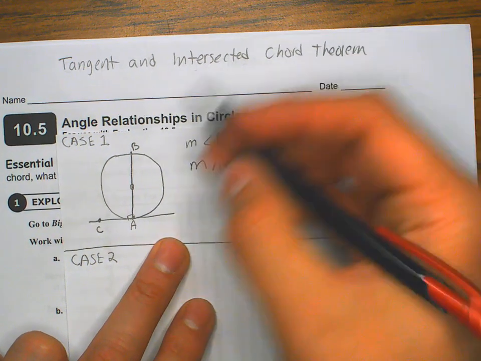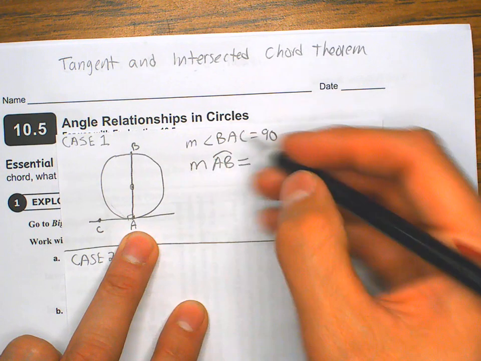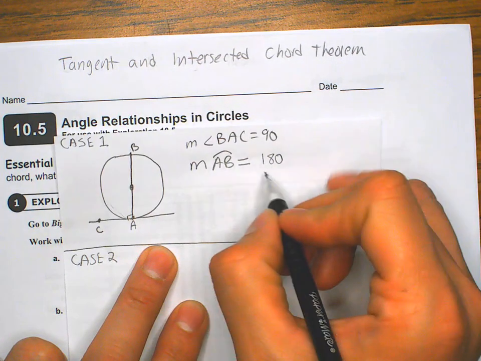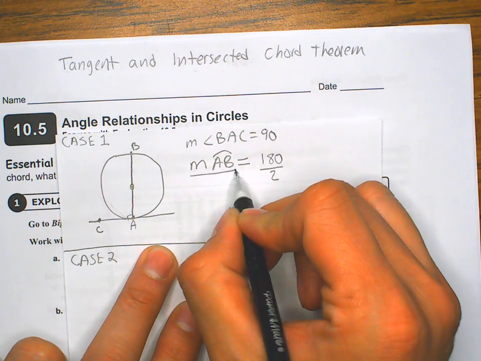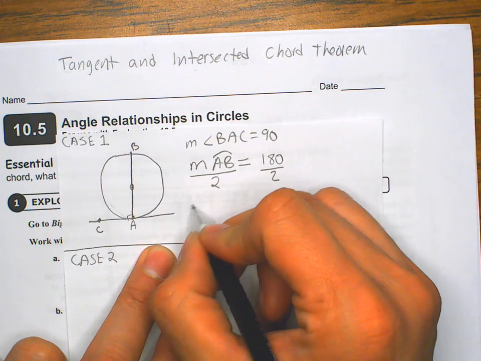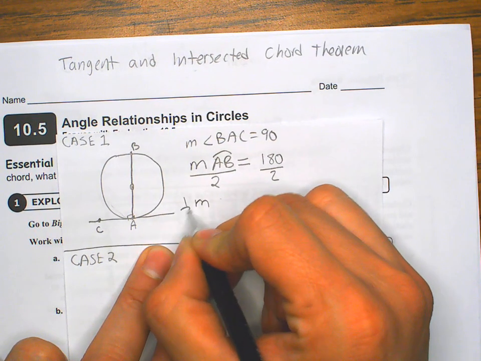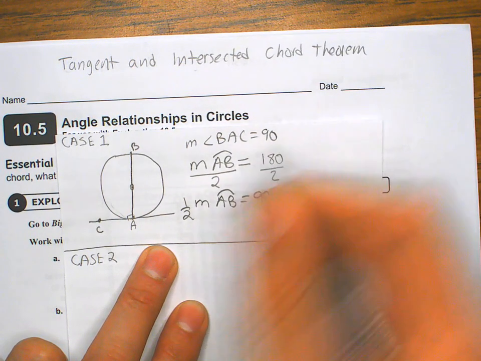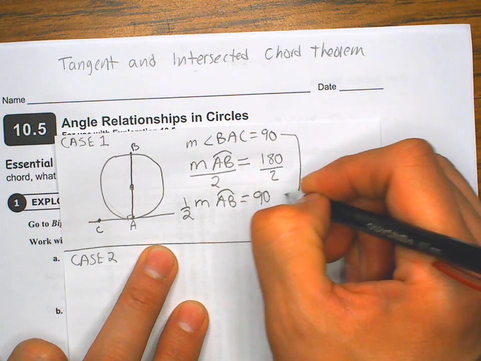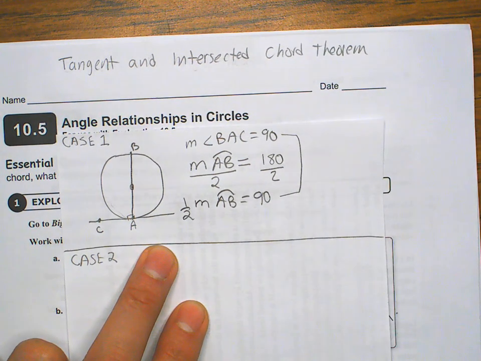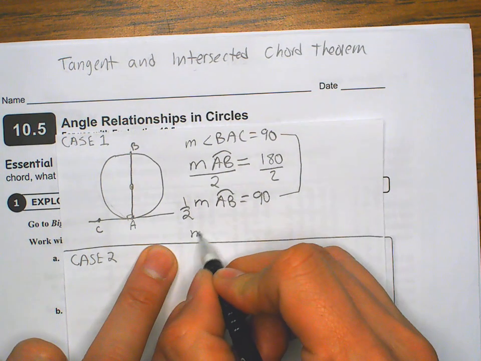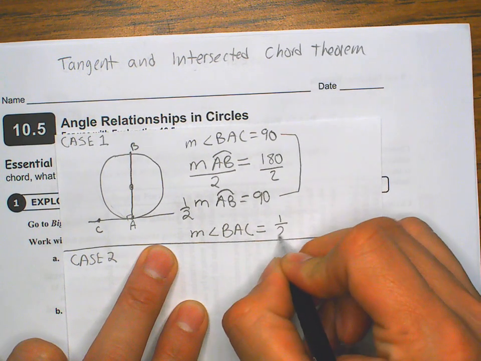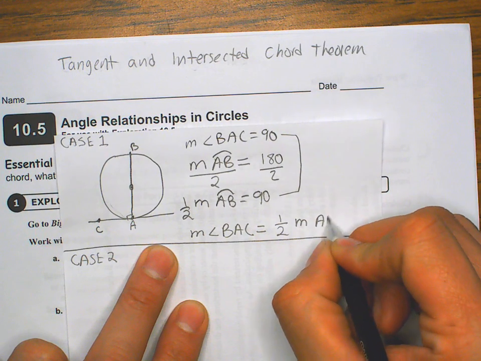So yes, like I was saying, the measure of this arc is going to be 180 degrees. Now, if I divide this by 2, I get the following, okay? I get half the measure of arc AB is going to equal 90 degrees. Now, by the transitive property of equality, I'm going to have the measure of angle BAC equal to 1/2 the measure of arc AB.